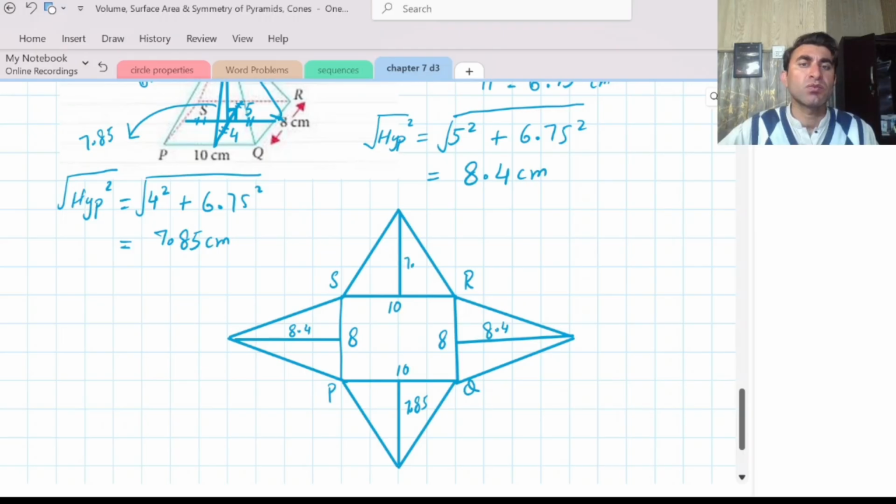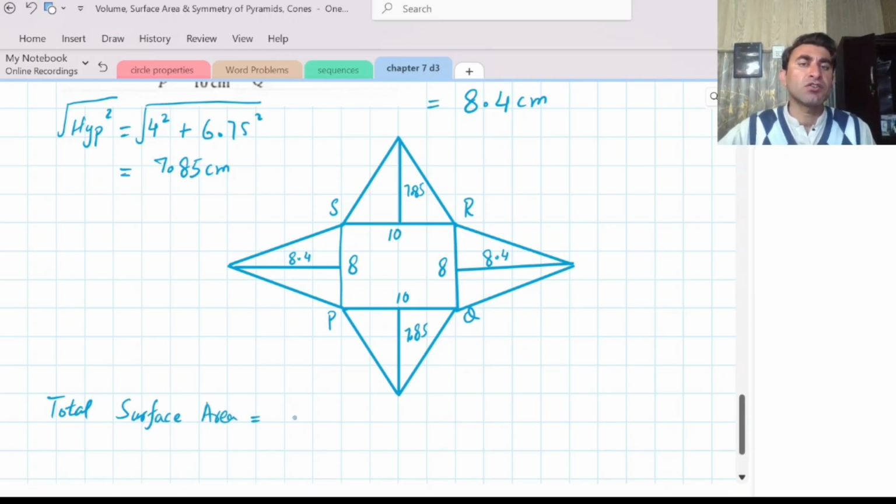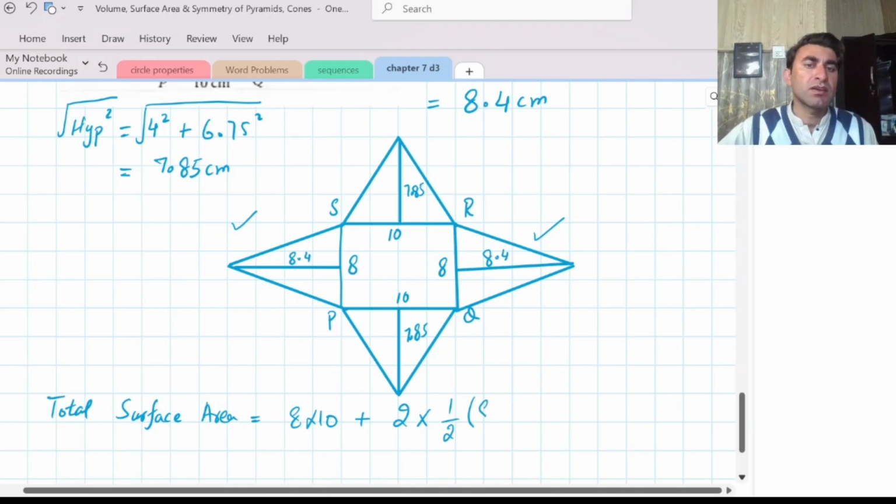This is also 7.85. Now we start calculating its surface area. So total surface area shall become the area of base, which is definitely 8 times 10. Then as we know, these two triangles are congruent, so it will be 2 times the area of one triangle, which is 1 by 2 times 8 into 8.4.